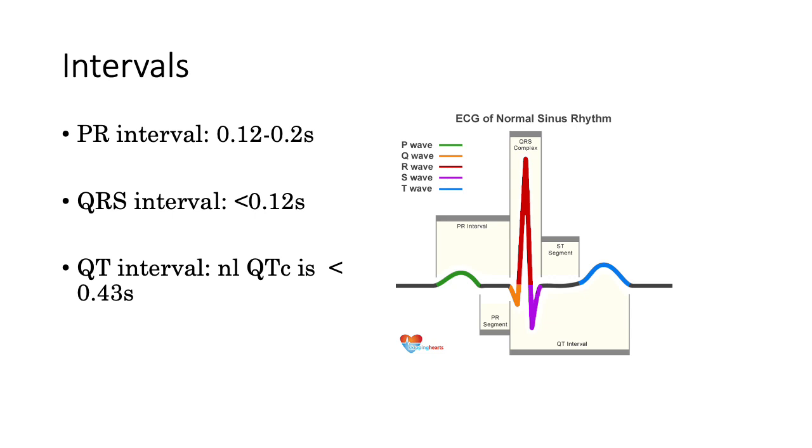The normal QT interval is dependent upon heart rate, and so therefore it has to be corrected for heart rate. The normal QT corrected is less than 430 milliseconds. This is the one calculation that's on an ECG that I will allow the computer to do for me, just because the calculation is fairly tedious. And so this is the one piece of information that I will rely on the computer for on an ECG. Everything else I read myself.